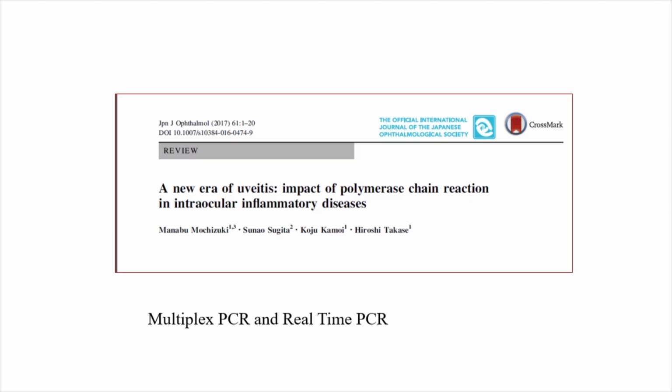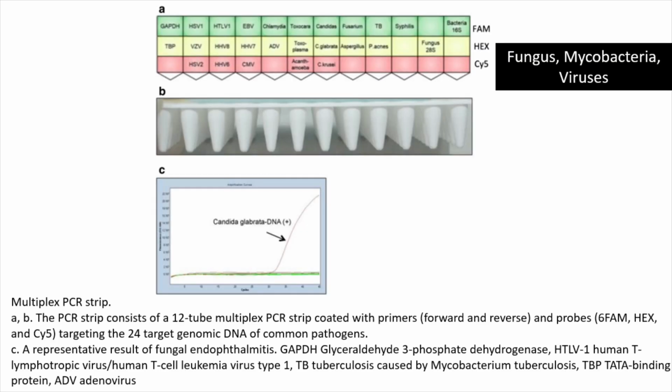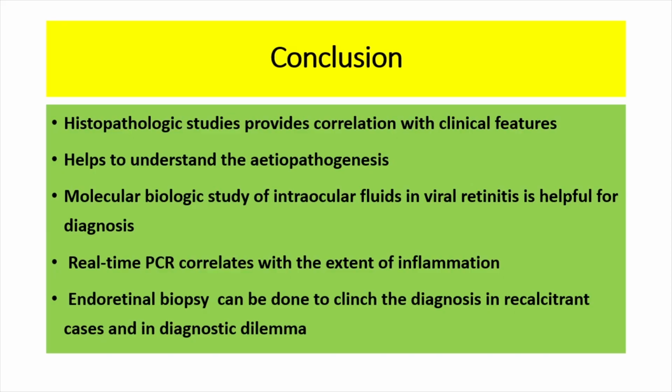A new era of uveitis has come with the usage of multiplex PCR and real-time PCR. This is a slide from Dr. Mochizuki, and here is that 12-tube multiplex PCR strip coated with the primers that can distinguish between fungus, mycobacteria, and virus in one go.